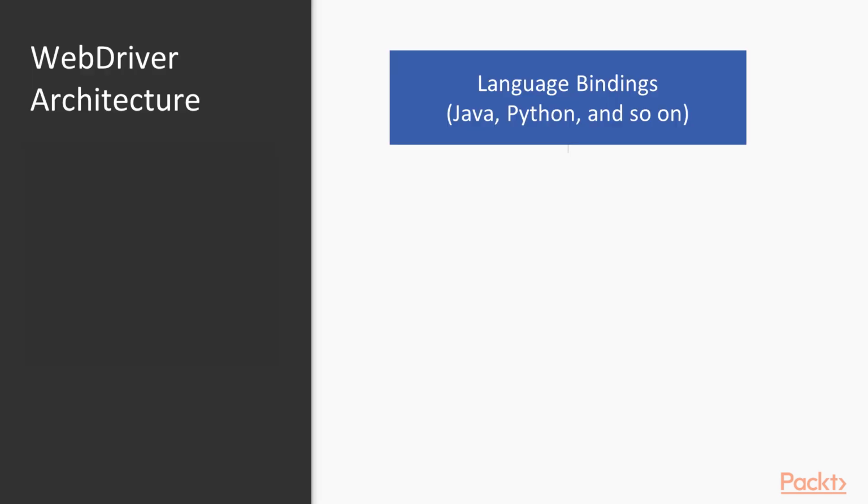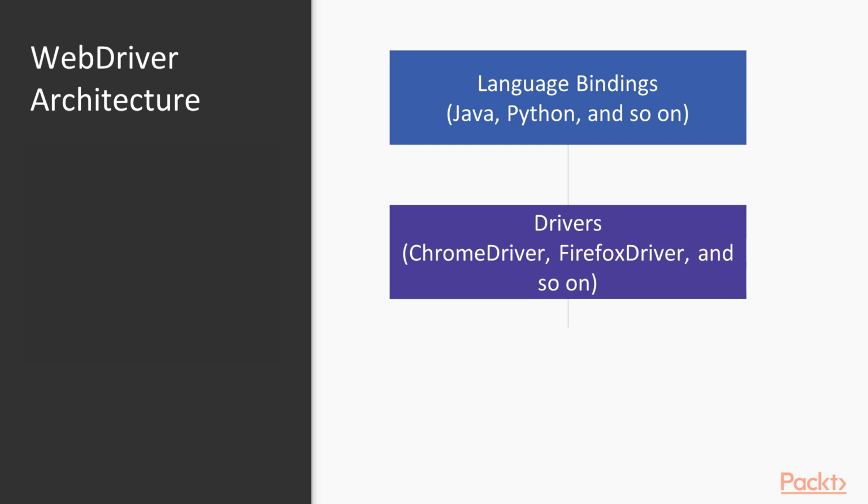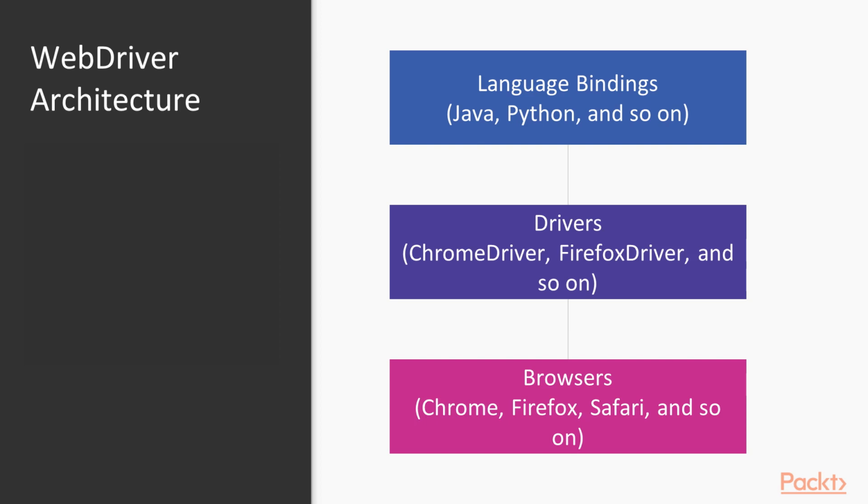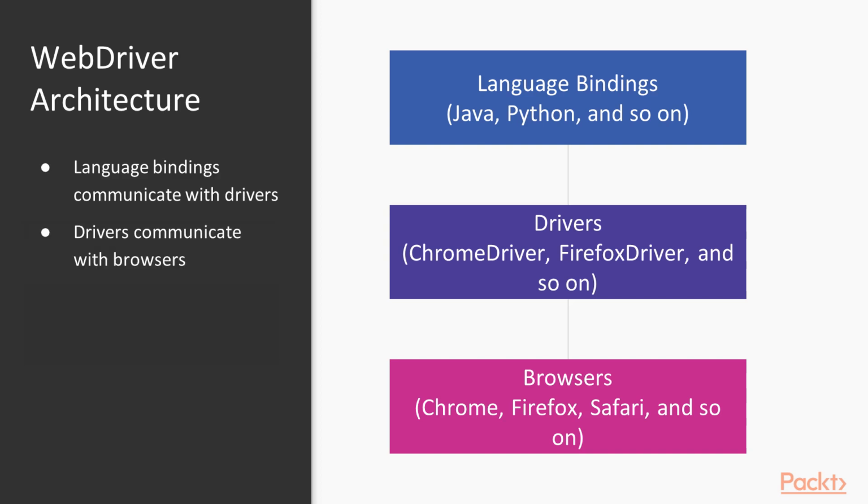So let's begin. A possible WebDriver architecture may look something like this. At one level, we have the language bindings for things like Java, Python, Ruby, etc. And then at another layer, we have the drivers, like Chrome driver, Firefox driver, etc. And then the last layer are the browsers. And we all know these, things like Chrome, Firefox, Safari, Opera, etc. But what I want you to take away from this is that language bindings communicate with the drivers, and the drivers then communicate with the browsers. And they communicate by passing data back and forth as JSON using HTTP requests.